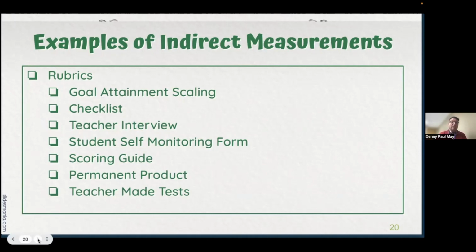The student's going to do some work somewhere else, and you're going to grade it somewhere else. Okay. So permanent products and teacher-made tests and homework and those types of things are what we're talking about with indirect measures, or maybe somebody else is instructing the child and they're also assessing the child, and then you're going to gather that information and do that at a later time.